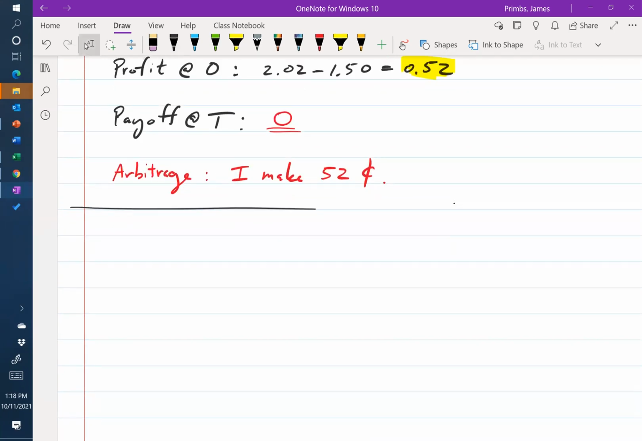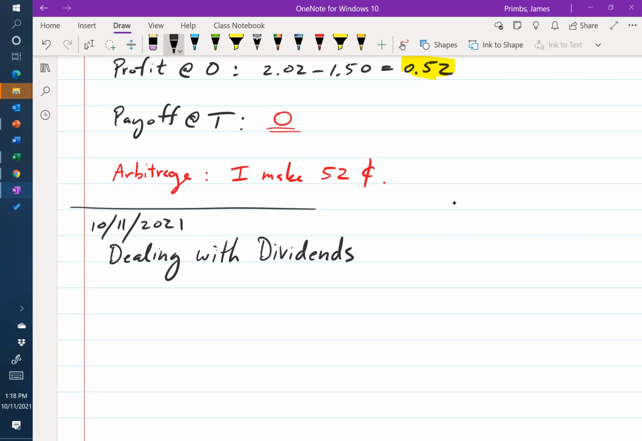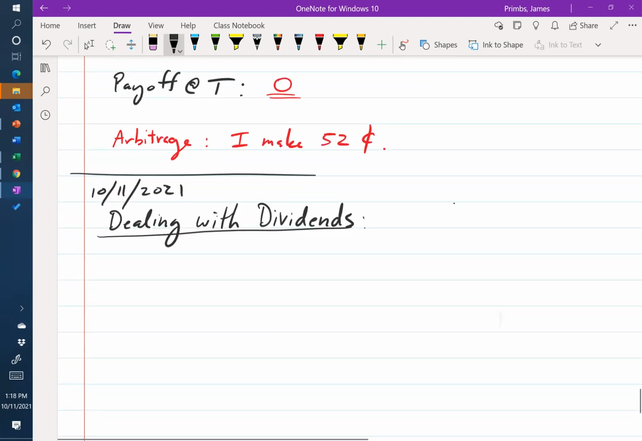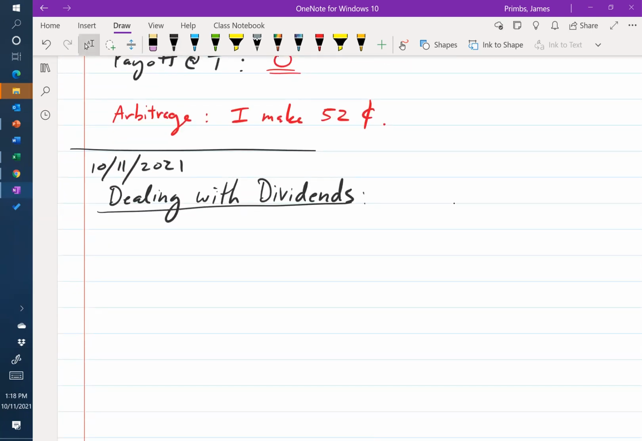All right, so now let's dive into something that we haven't dealt with so far, and that's dividends. So let's deal with dividends. To this point, most of the time I've been saying assume it's a non-dividend paying stock, or we just haven't had a dividend in the picture. Let me show you how to deal with dividends. You might think, oh boy, that's going to complicate everything. We're going to see that it's pretty simple. It's actually going to be very simple, which is nice.